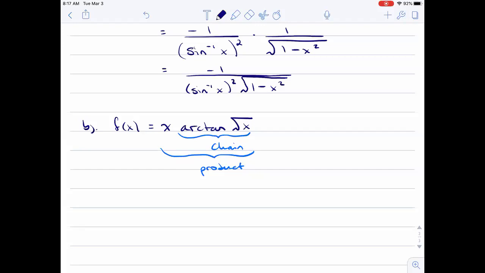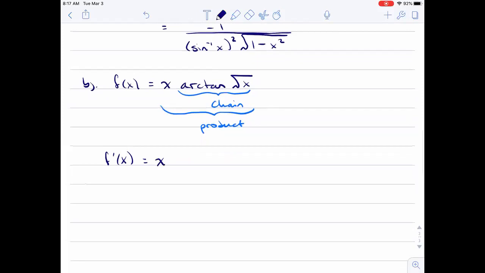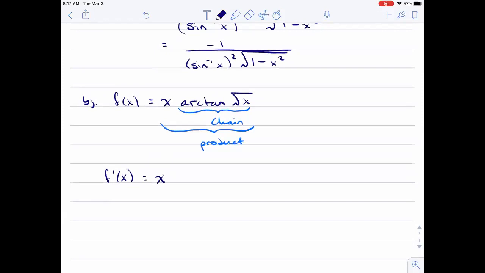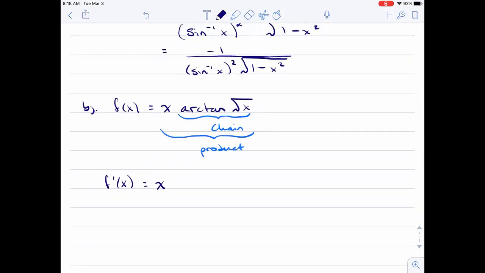So I'm going to work my way in. I'm going to start with that product rule. And so f prime of x is going to be... For the chain there, is that because it's the square root of x? That's right. Because if you just had arctan of x, you can just find the derivative, but because you've got that root x inside, you have to deal with that root x as well. Okay, so we want the product rule first.